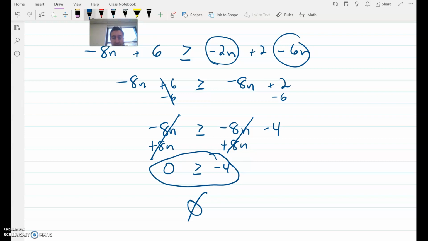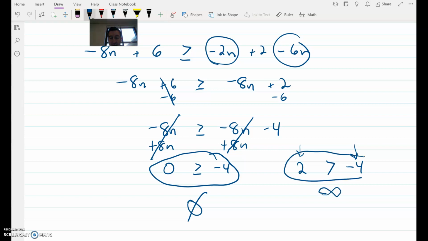But what if your statement left over had been, what if it had been 2 is greater than negative 4? What if that had been what was left over? You have to ask yourself, is 2 greater than negative 4? It sure is. So every number that we type in is going to end up working. So there are an infinite number of solutions.